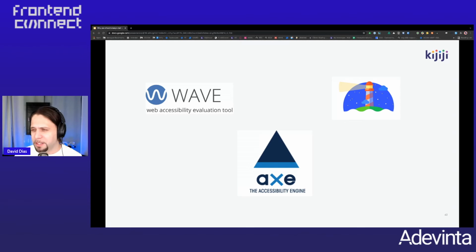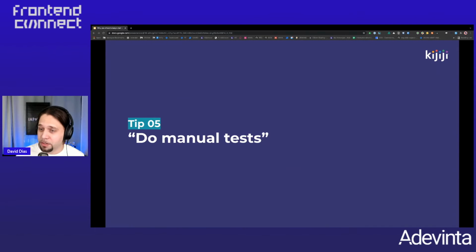We have a bunch of tools out there. We have Wave, we have Axe from Deque, and Lighthouse, which integrates some version of Axe. We have all the tools to do automated tests. But automated testing is just a part of testing. We also need to do manual testing.